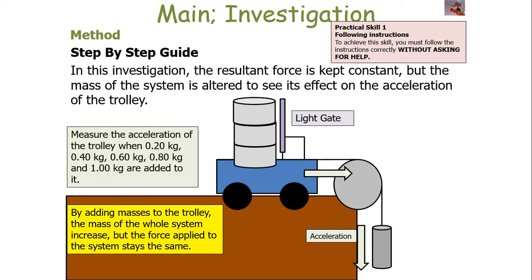Now, by adding masses to the trolley, the whole mass of the system is increased, but the force applied to the system stays the same. In theory this should lead to a decrease in acceleration, as a equals F over m. So if m is getting bigger for the same F, you're going to have a smaller a by looking at the mathematical equation.